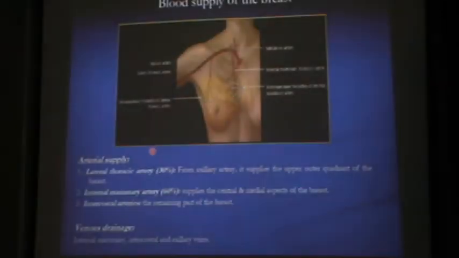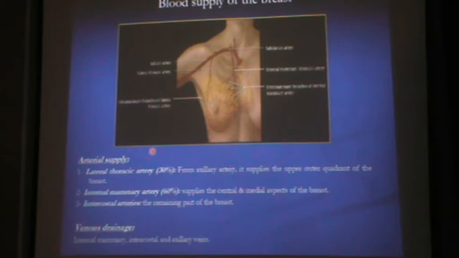The blood supply of the breast: it takes its blood supply from the lateral thoracic artery, which is a branch from the axillary artery. It provides 30% of the blood supply of the breast, and it supplies the upper outer quadrant of the breast. This is the axillary artery, and another one is the internal mammary artery. It represents 60% of the supply.